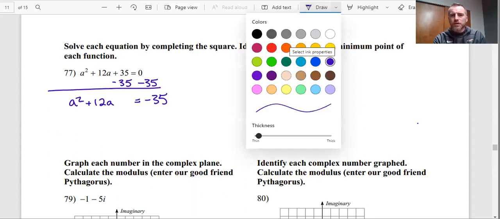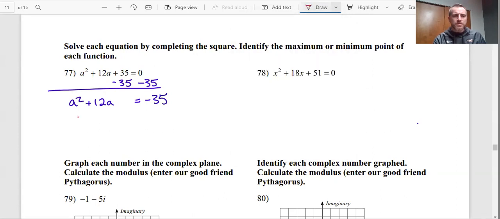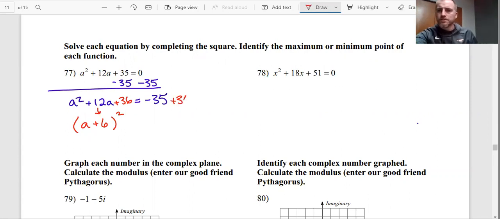We are ready to complete the square. And so I'm going to rewrite this thing. Get ready to rewrite it as a plus or minus some number squared. The number that goes in there, remember, is just half of that middle term. So half of 12 is 6. 6 squared, so it's going to go up here, 36. We can't just add it to one side, we have to add it to both. So we do 36 on both sides. Negative 35 plus 36 is 1.